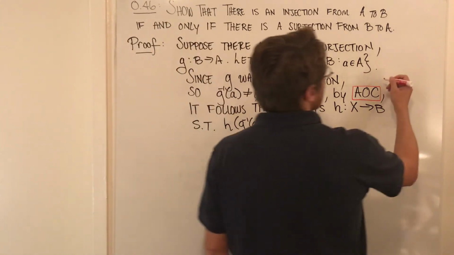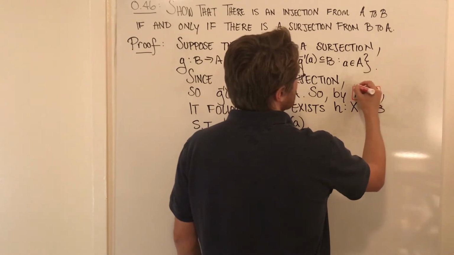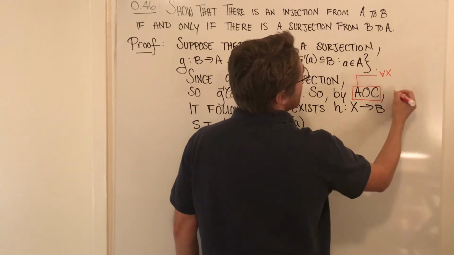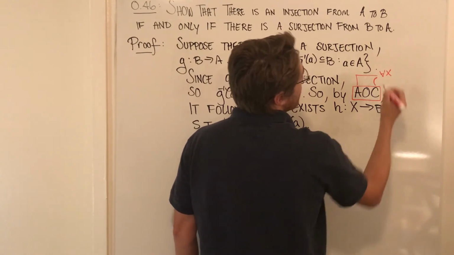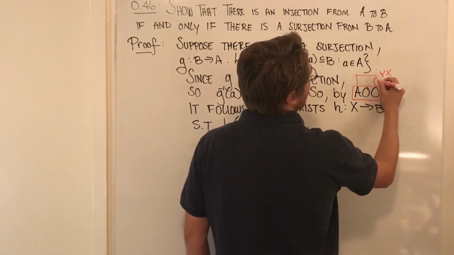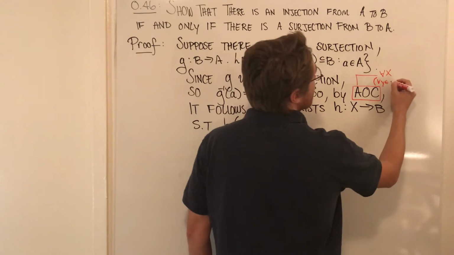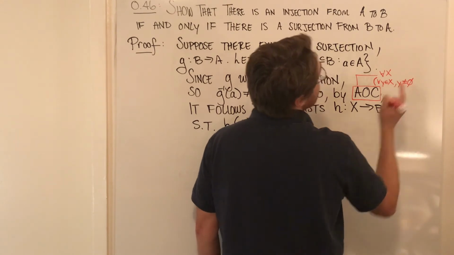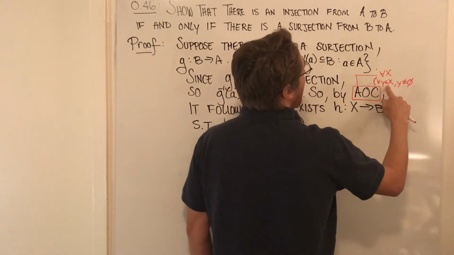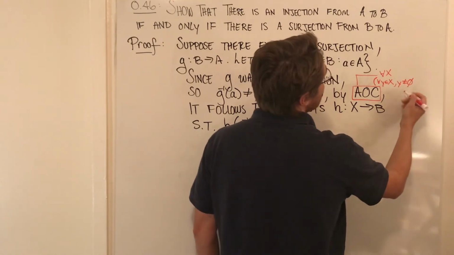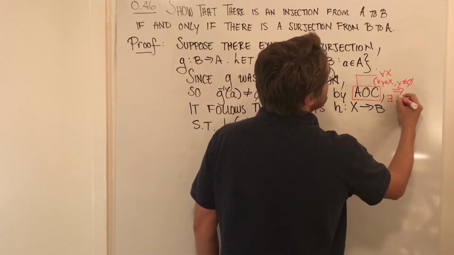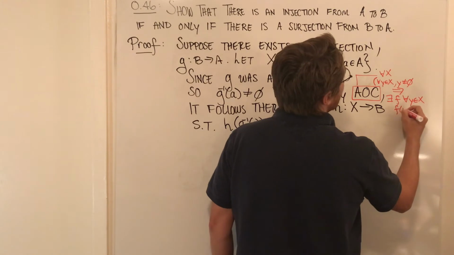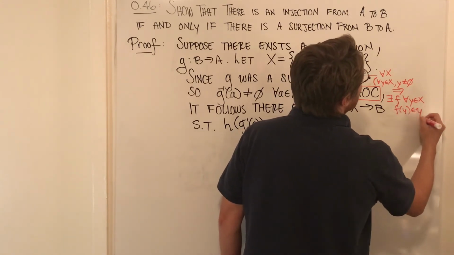Okay, so here's the statement of the axiom of choice. The axiom of choice says that for any collection of sets, if it is the case that all the items in your collection are not the empty set, then it follows that there exists a function f so that for every item in your collection, the function of that item belongs to that item.